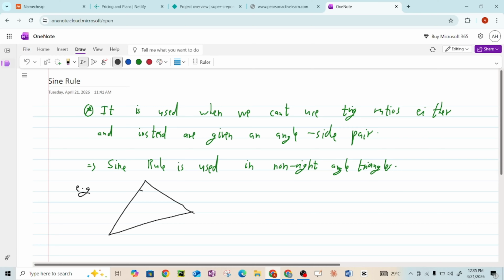And let's say this angle over here is 63 degrees. Let's say this side is 8. This angle is 43 degrees. And this side is x. Find x.